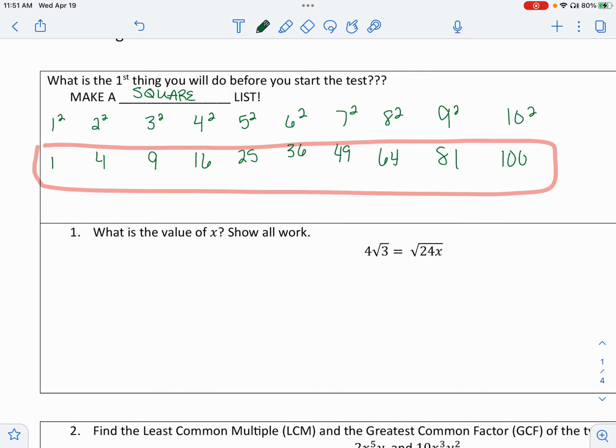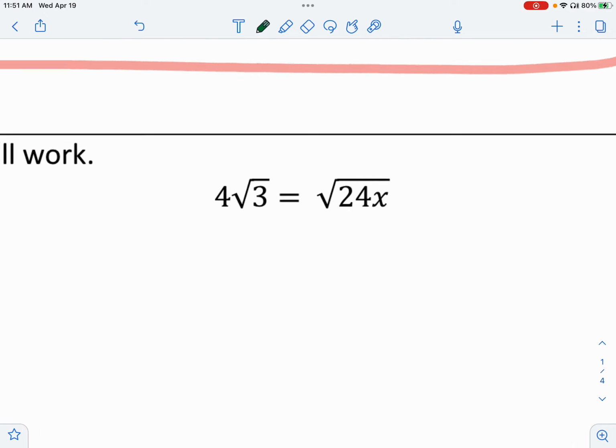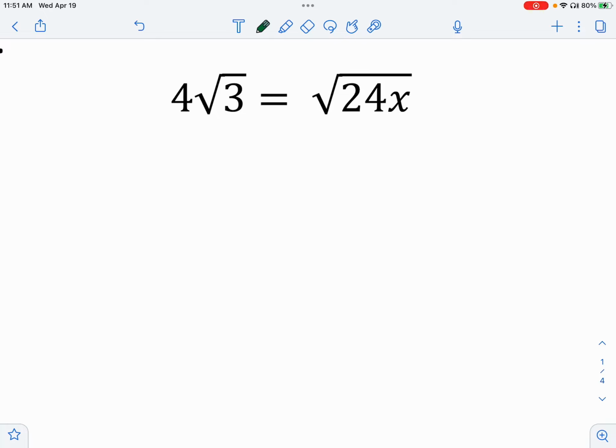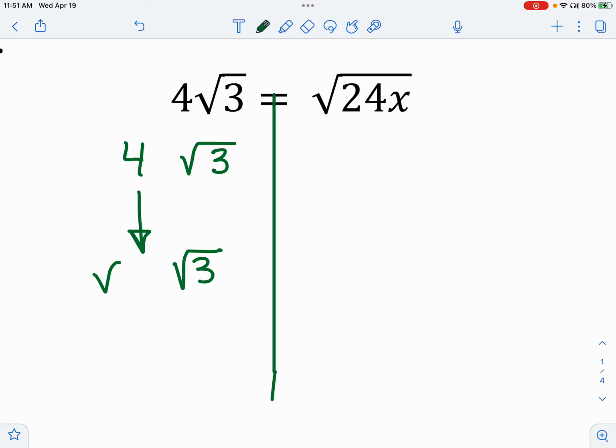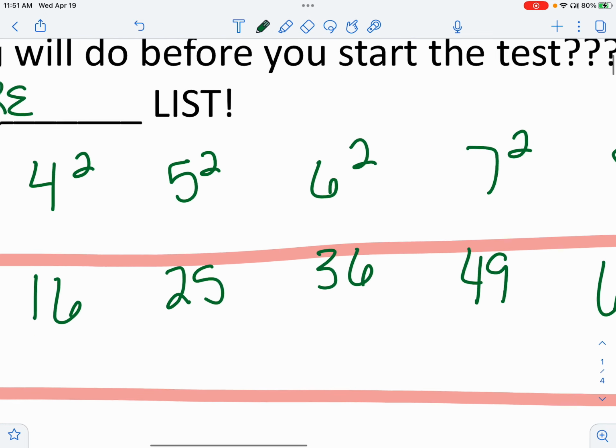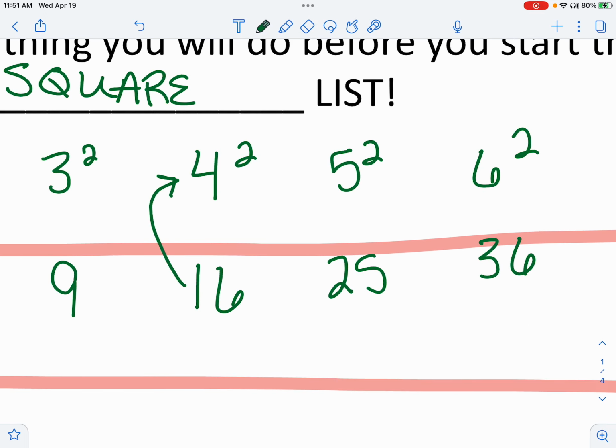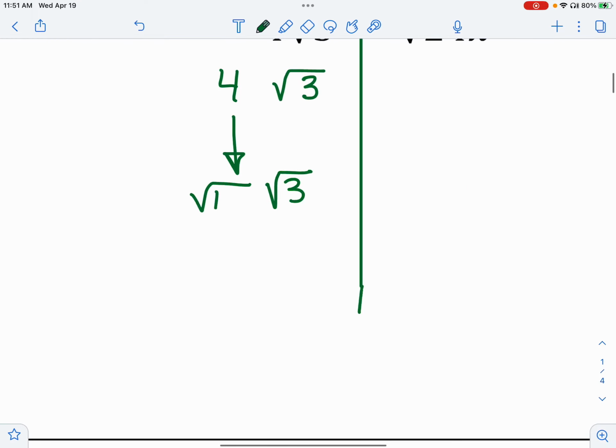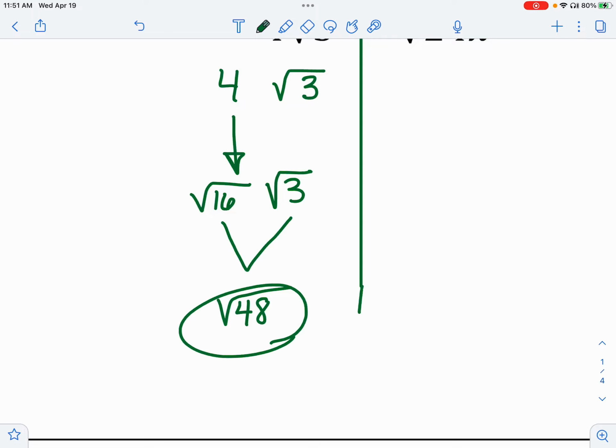What is the value of x? Show all work. Now look, here we have a square root problem. You need to remember what this 4 square roots of 3 used to come from, so what is 4 the square root of? Let's use that list. 4 is the square root of 16. So 4 used to come from 16, and therefore this problem used to be the square root of 48. So this used to be the OG, the original problem before it was simplified.